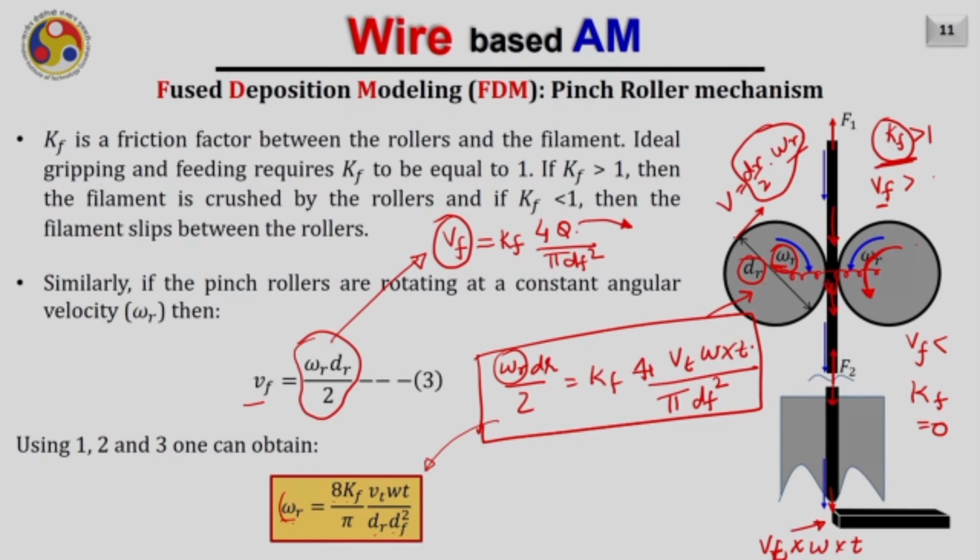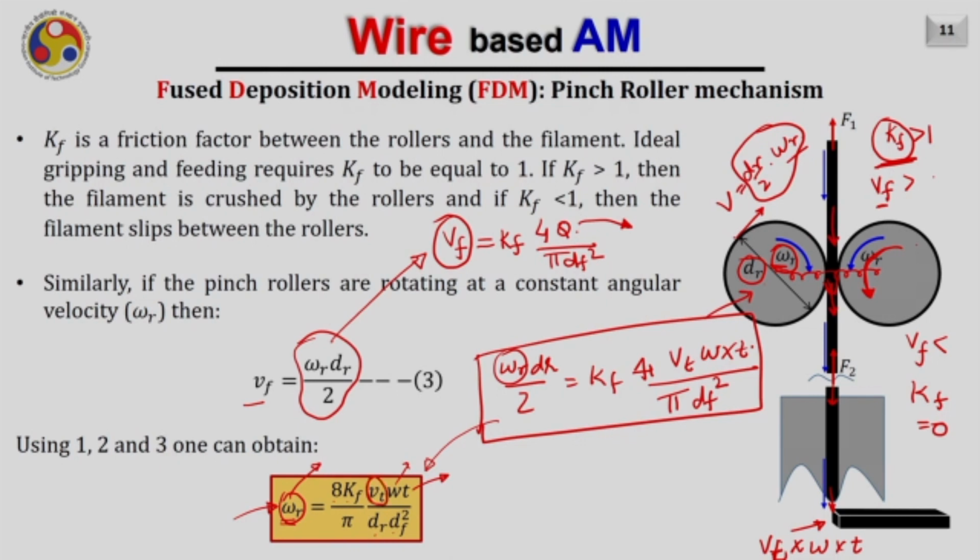So this is the input. Because I am rotating my motor with some finite value of rpm, I can now have the relationship between the angular velocity of the roller, that is omega r, and the other process parameters. We can observe some very fundamental things from here. If you want to increase the thickness of the deposited bead, you have to rotate with a higher rpm. If you want to deposit a higher width, again you have to increase the rpm.